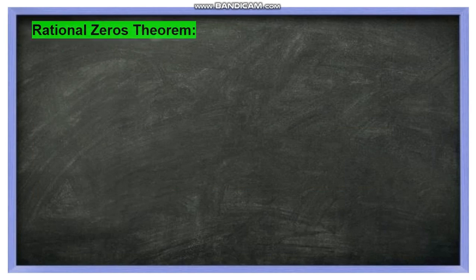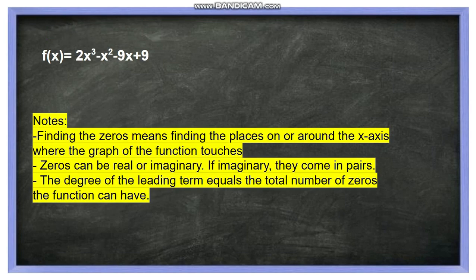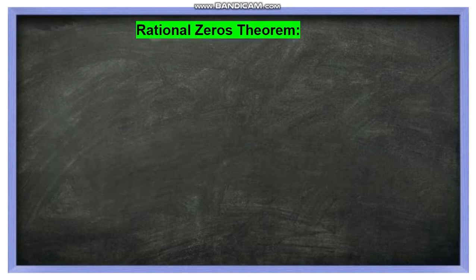Keep in mind zeros can be real or imaginary. If there is a case where you have imaginary zeros, they come in pairs. You can never have an odd number of imaginary zeros. Also, the degree of the leading term, in this case 3, equals the total number of zeros that we can have.